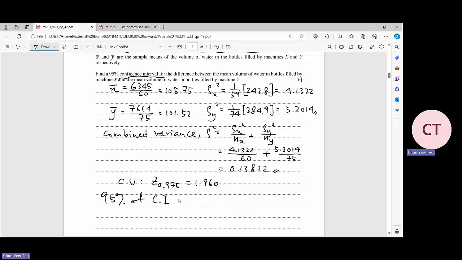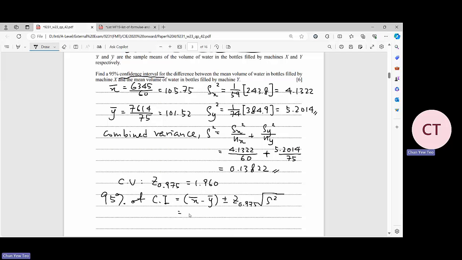So this one we just straight away write like this: bar X minus bar Y plus or minus Z 0.975 square root of S squared over N. Oh sorry, no need to divide by N, because we already divided by N here. Right? We already divided by N here, so there's no need to divide by N. So just square root of S squared will do.